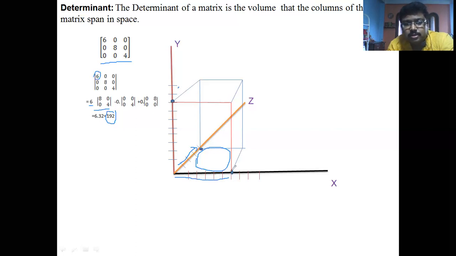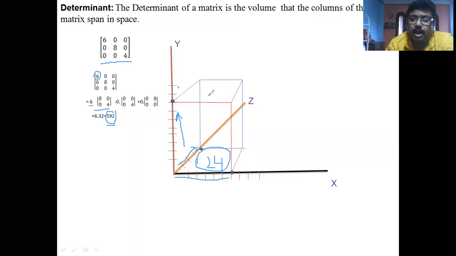So the area of this space is 4 multiplied with the 6, so we get 24. This is the 24, and now the height of this box is 8. So 24 multiplied with the 8, we get 192. So the determinant is nothing but the volume of this rectangular box. So this is the determinant.